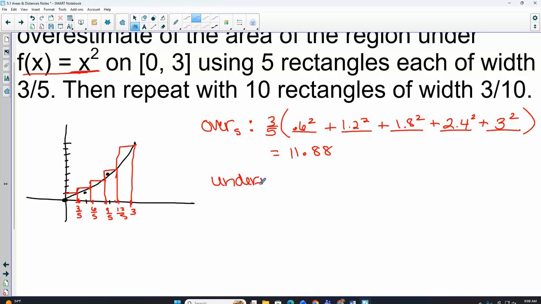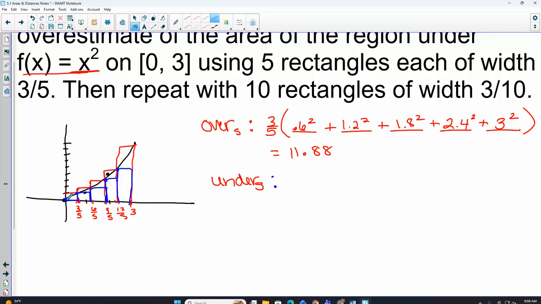We know that's not the true area. It's a little too high, but that gets us a ballpark. If we want to get more accurate, we could look at the underestimate with 5 rectangles. What the underestimate would do is draw these rectangles below the curve. So instead of using the 3/5 or the right-hand point, we would have to start at the left hand. So the first one would look like this. The second one would look like that. Third one. Fourth one. And the fifth one. We can see those rectangles are all below.